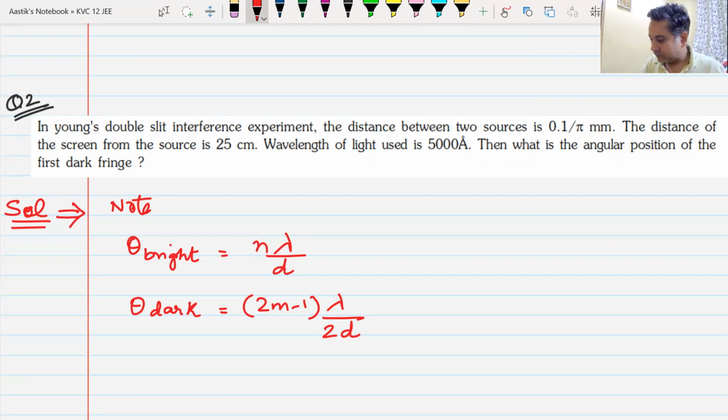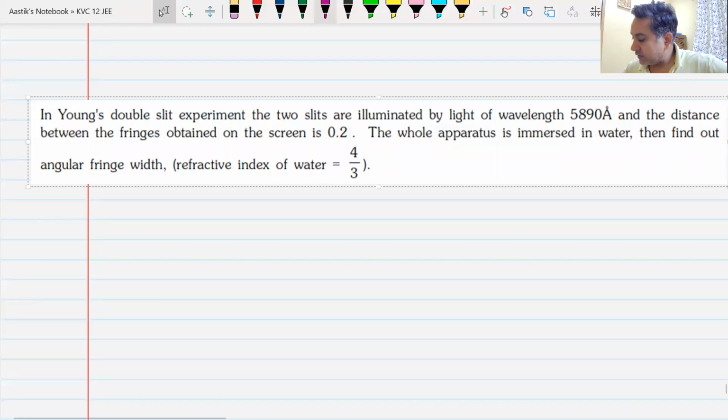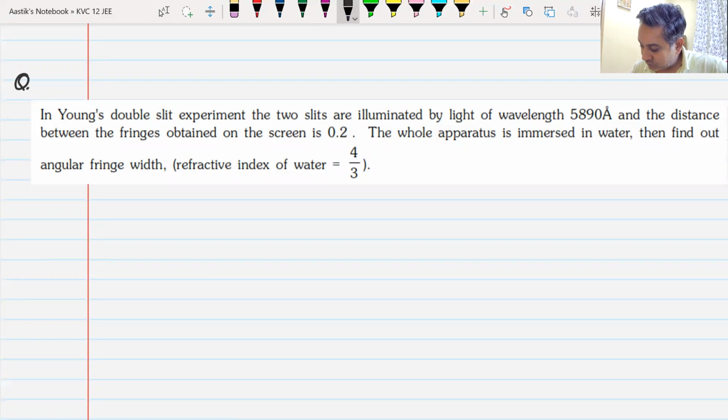Completed, sir. And the next question is this one. In Young's double slit experiment, the two slits are illuminated by light of wavelength 5890 Armstrong unit, and the distance between the fringes is 0.2. The whole apparatus is immersed in water. Then find the angular fringe width. Angular fringe width. The entire apparatus is in water. Remember that, beta.